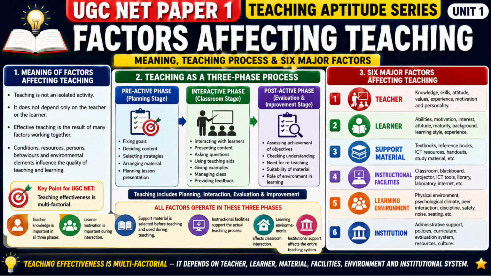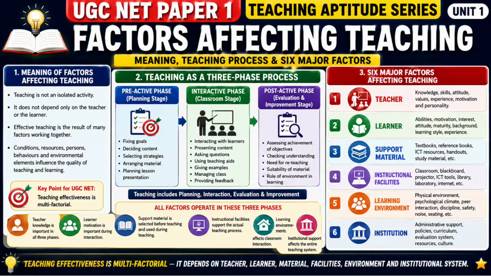Support material may be excellent, but if the teacher does not know how to use it, it may not help. The institution may have good facilities, but if the learning environment is full of fear, noise, overcrowding, or discrimination, effective teaching will not happen. So when we say factors affecting teaching, we mean all those conditions, resources, persons, behaviors, and environmental elements that influence the quality of teaching and learning. In UGC NET, remember this point clearly. Teaching effectiveness is multifactorial. It depends on the teacher, learner, material, facilities, environment, and institutional system.